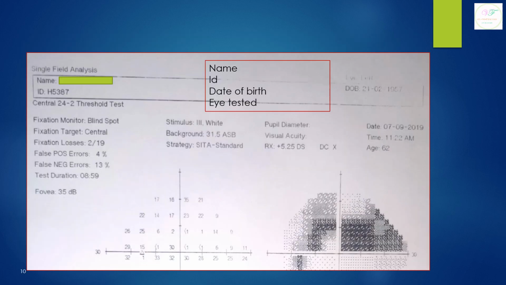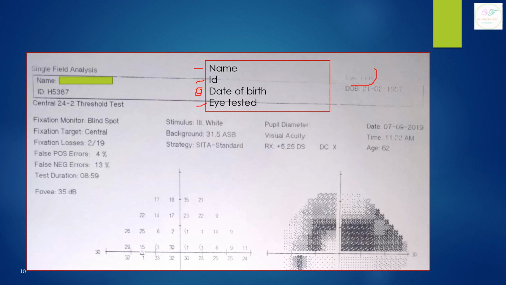First, you have to check the name of the patient, the ID of the patient, and the date of birth. Date of birth is very important because the whole thing is going to be compared to the age related normative database which is there in the machine. And the eye tested, you have to check.